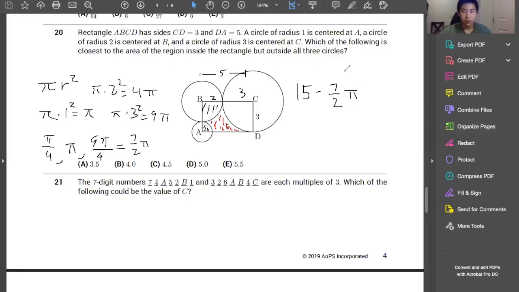And if you use pi equals 3.1, you could also use 3.14, you can just approximate for this question because it's asking you to find the closest answer. But you'll get 4.0 as the closest. Okay, any questions for that problem? No? Okay.